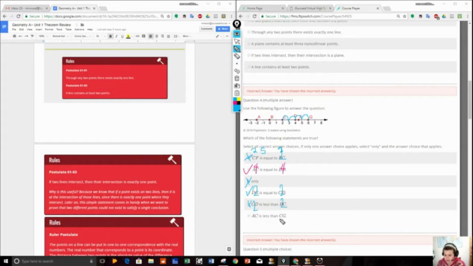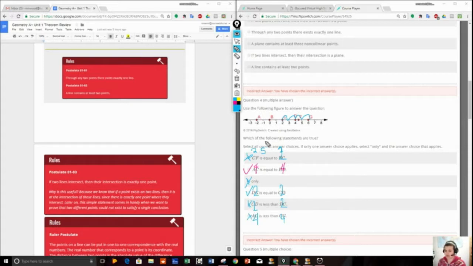So AC is less than CG. AC was 4, and CG, I don't think we found that measurement, is what I'm seeing. So let's count it. CG, 1, 2, 3, 4. AC is not less than CG because the distances are both 4. So that's how you would go through.